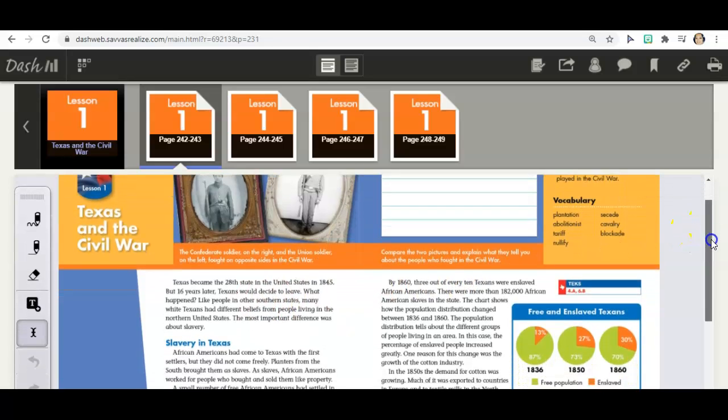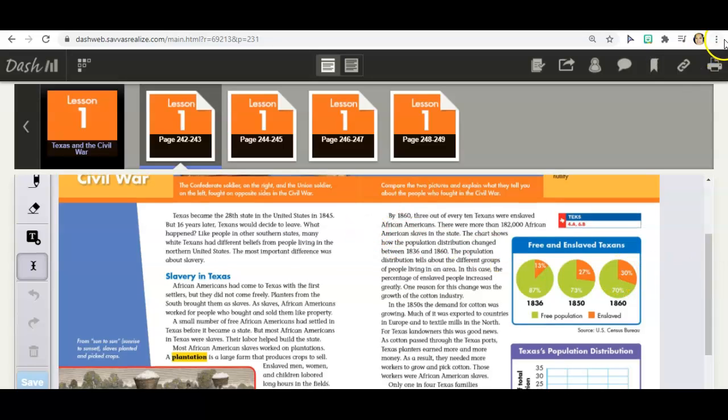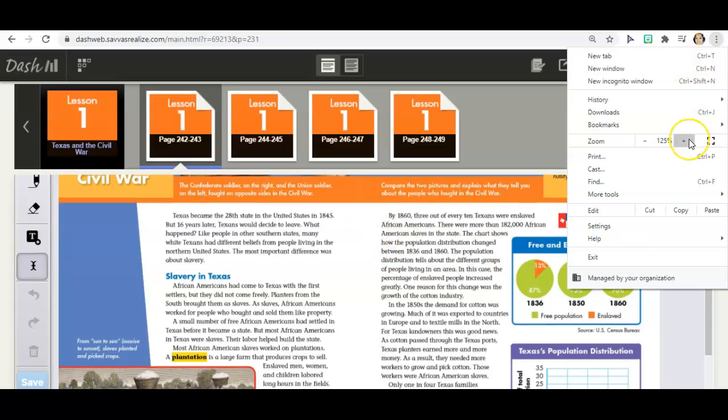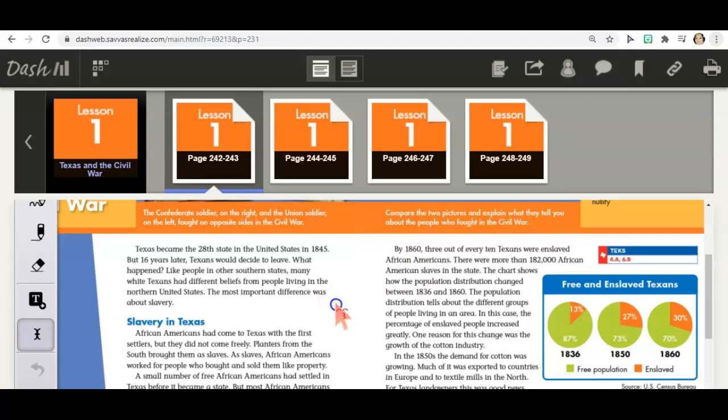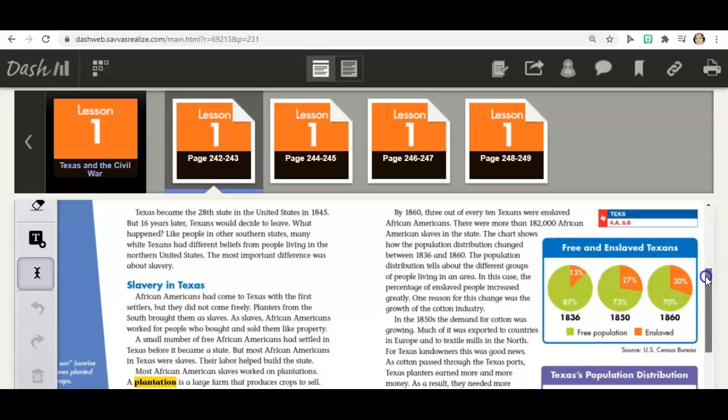Texas became the 28th state in the United States in 1845. But 16 years later, Texans would decide to leave. What happened? Like people in other southern states, many white Texans had different beliefs from people living in the northern United States. The most important difference was about slavery.